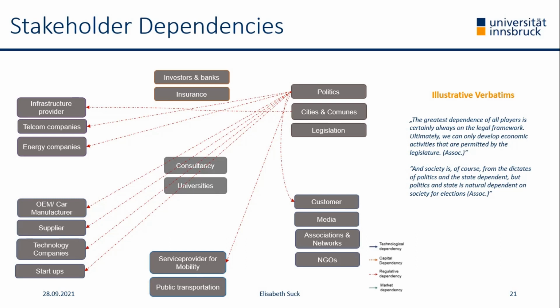And also, as you can see, compared to the other dependencies I just showed you, we have here the highest number of dependencies, because each of the producing stakeholder groups is somehow dependent on this regulative framework. So it was really interesting that this is the main wish or the main problem at the moment that stakeholders see where a solution is necessary.